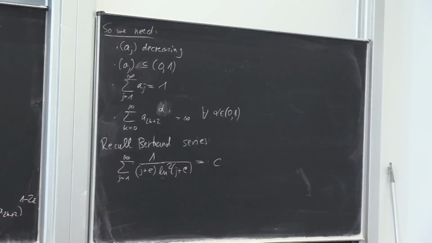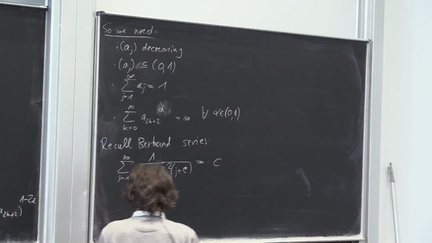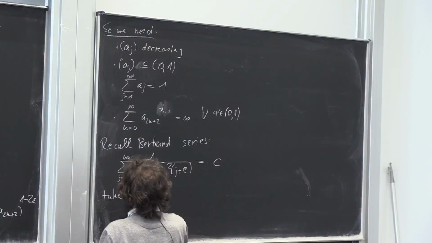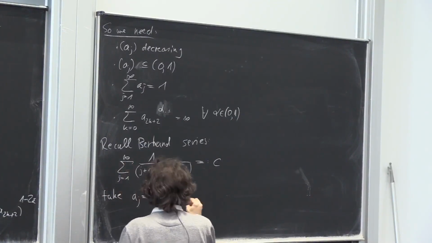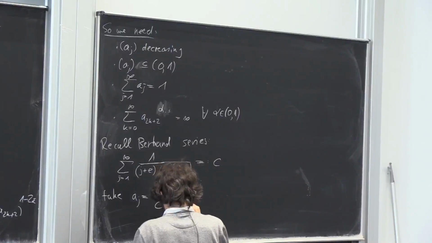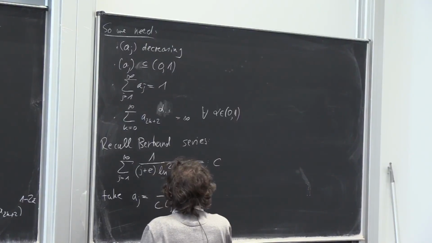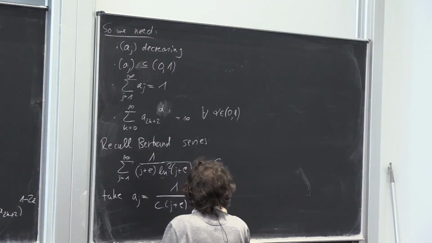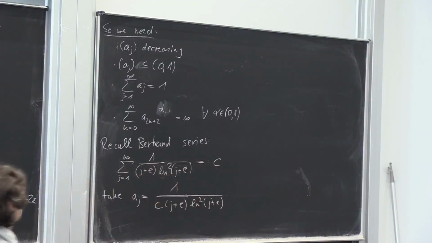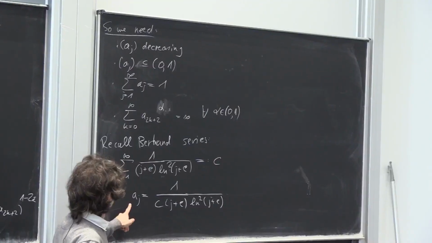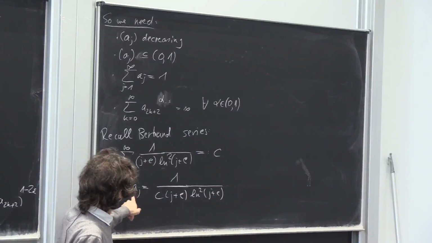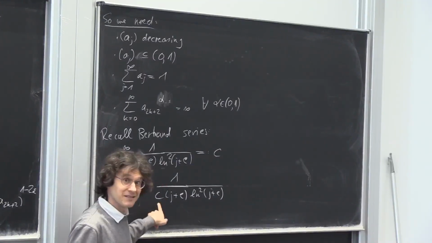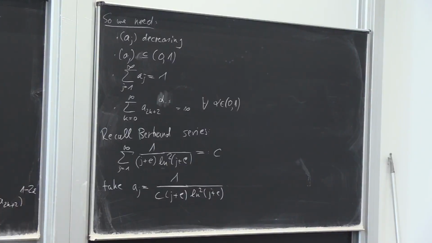which is not further important. I will call it c. And now take this a_j to be 1 over c, to make the series converge to 1. So a_j is 1 over c times 1 over (j plus e) times the square of the log of (j plus e). This gives you a sequence that is summable, and the value of the series is 1. That's why we normalized with c.